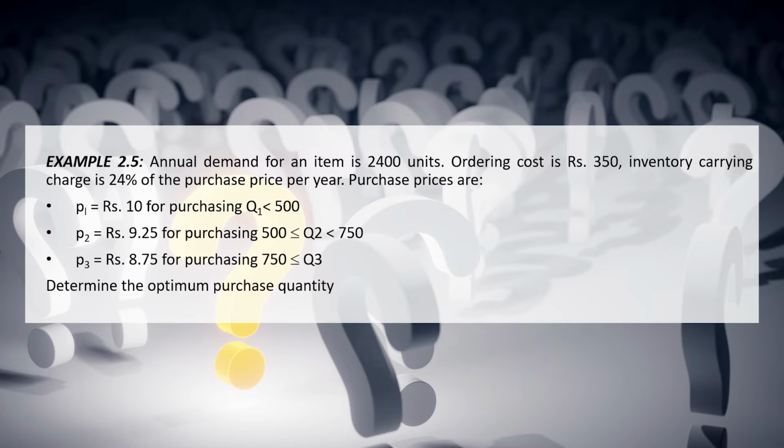We have 3 slabs. If your quantity is less than 500, the purchase price is rupees 10. If it is between 500 and 750, the purchase price is 9.25. If it is more than 750, your purchase price is 8.75. So our problem is to determine the optimum purchase quantity.